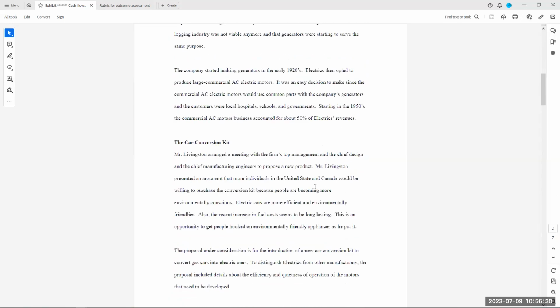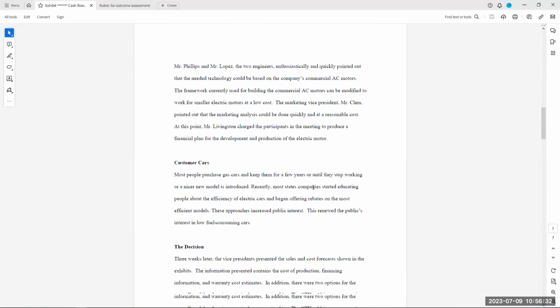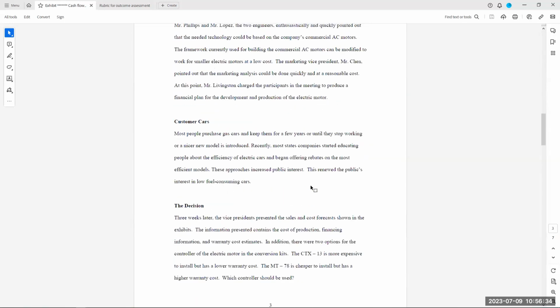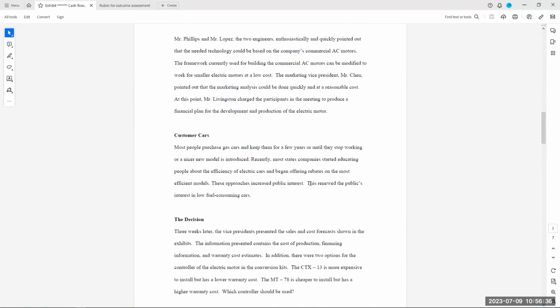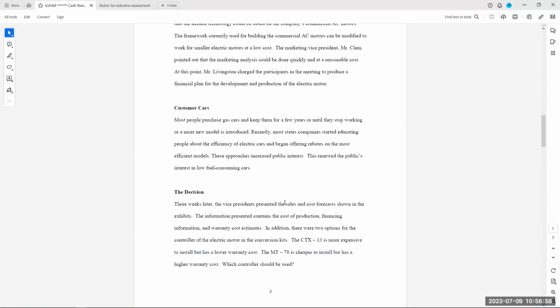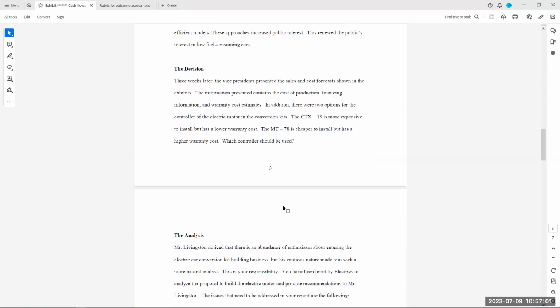The case involves a company that wants to put together a car conversion kit. In other words, convert an automobile from a gasoline powered engine to an electric power engine. That's what this company is trying to determine: to create a product in a market to convert gasoline powered cars to electric powered cars. You're going to help the company in this decision.